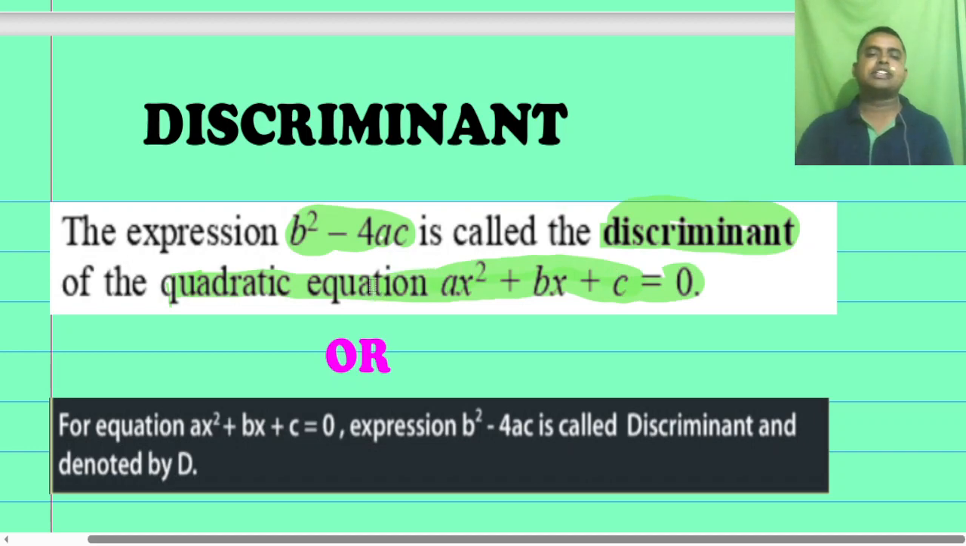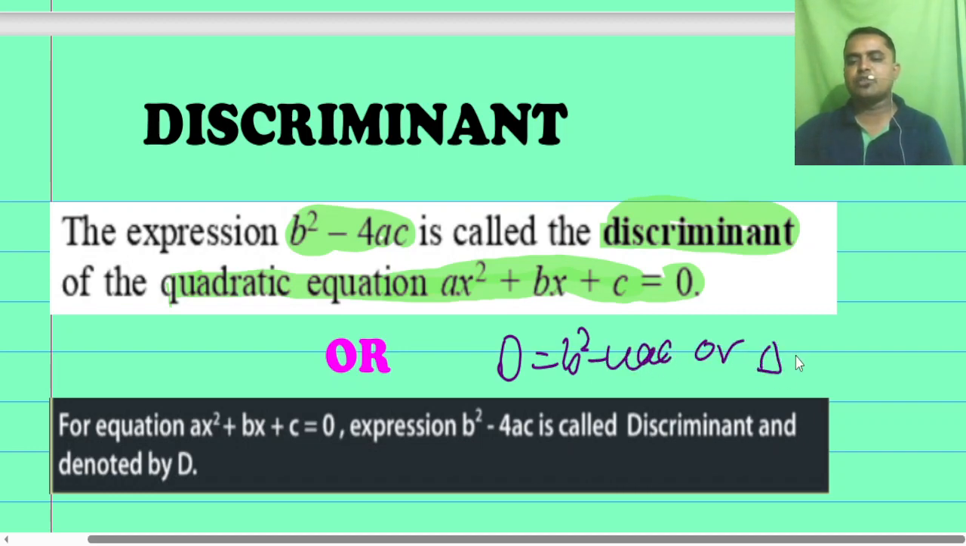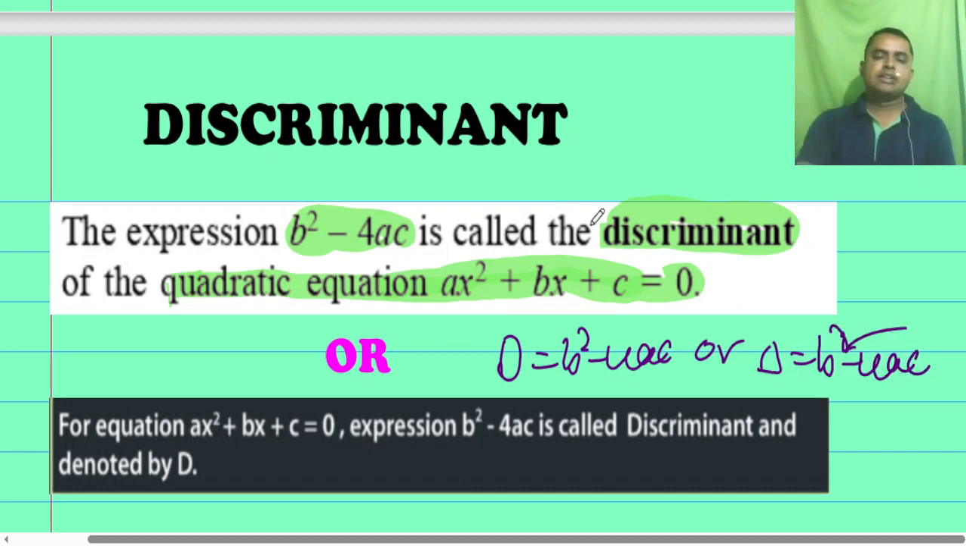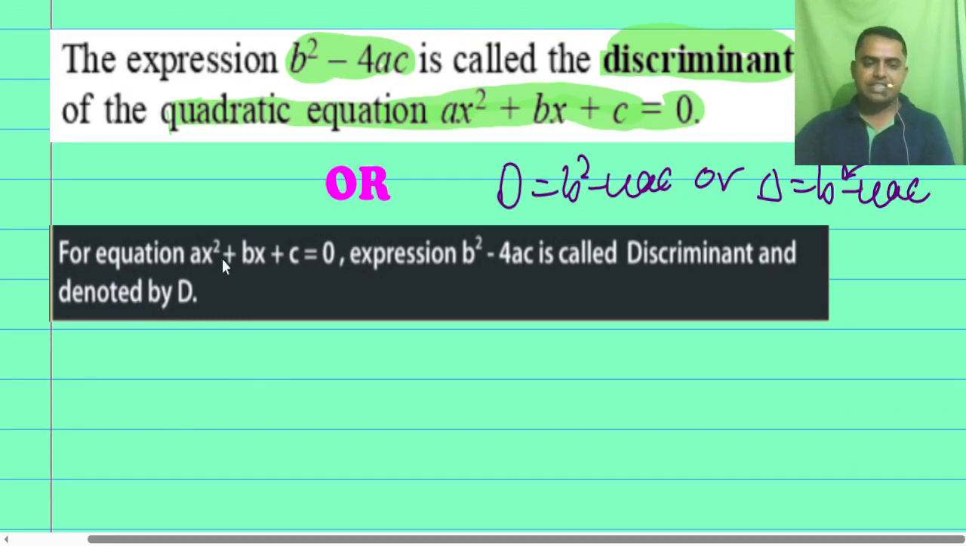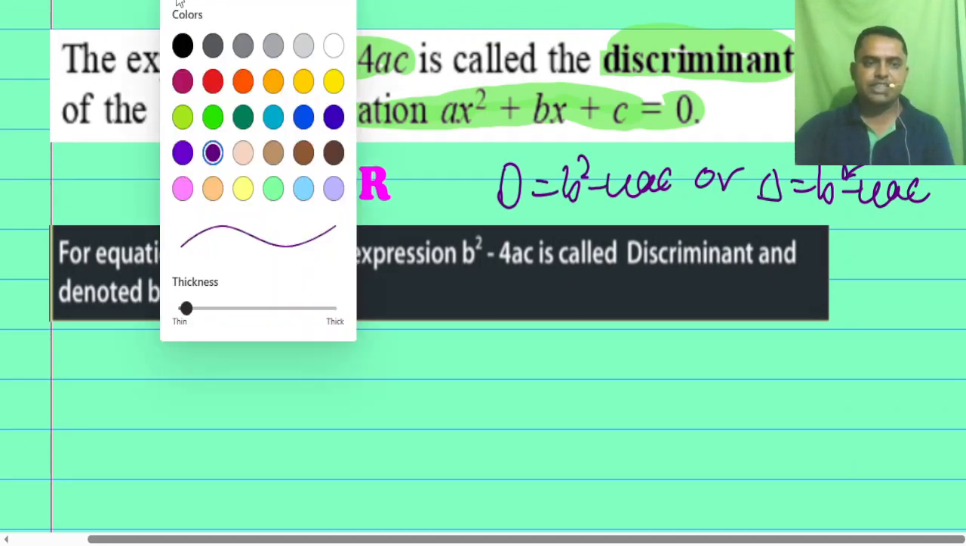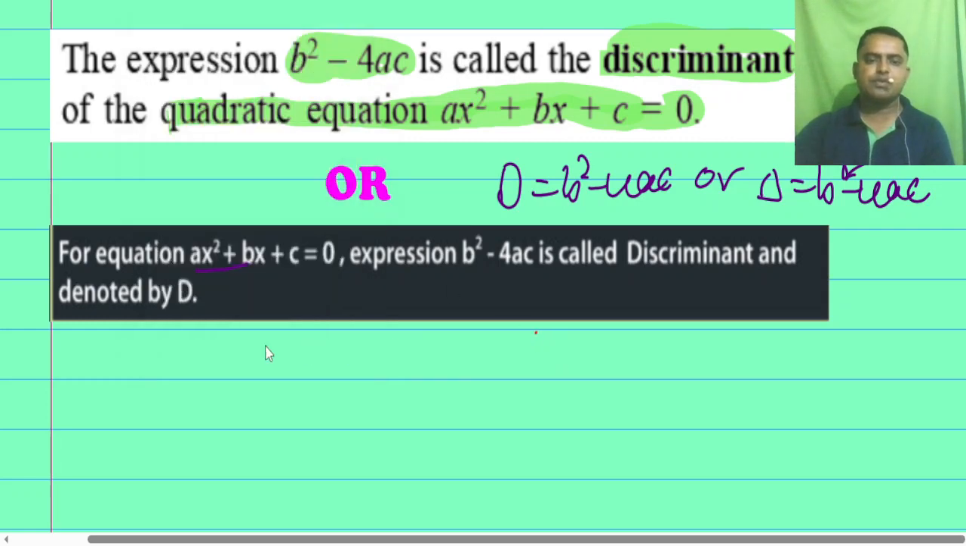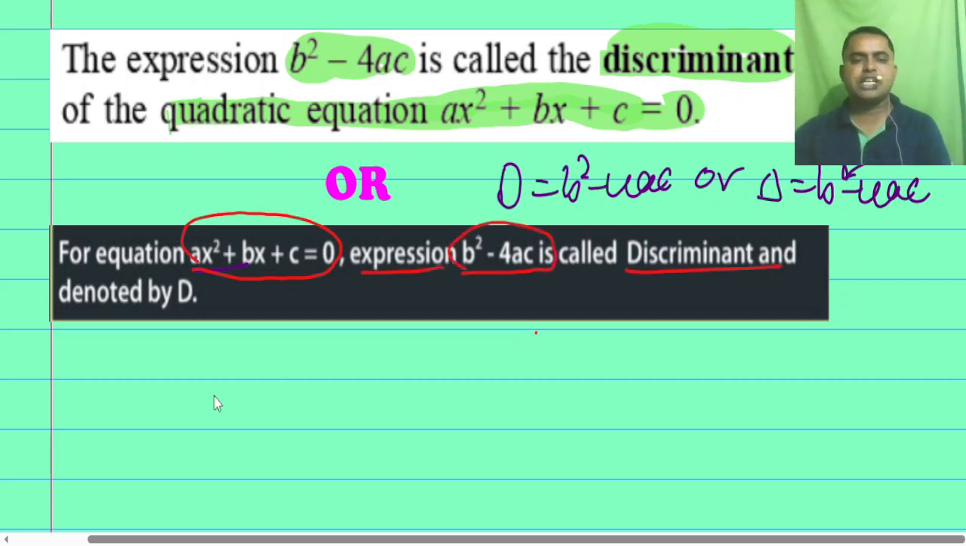Yes, ax square. Discriminant is denoted by what? Delta or D. Discriminant is denoted by D is equal to b square minus 4ac, or delta is equal to b square minus 4ac. For the equation ax square plus bx plus c is equal to 0, the expression b square minus 4ac is called the discriminant, and it is denoted by D or delta.